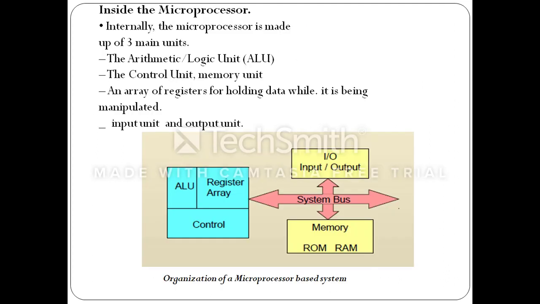Now this is the organization of a microprocessor-based system. The microprocessor is made up of three main units: ALU, that is arithmetic and logic unit, then register arrays, and control unit. As shown in the above figure, these units are shown along with memory, RAM and ROM, also shown with the system bus, which is bidirectional, and the input output system is also shown here. Now let us see the function of these elements.